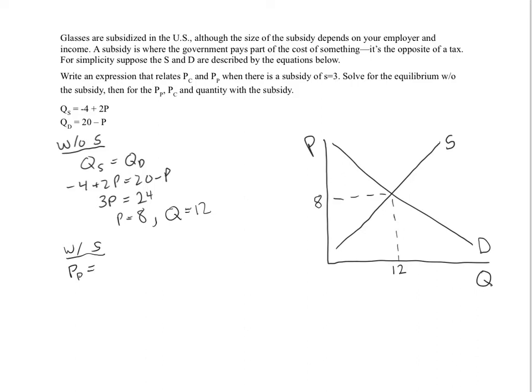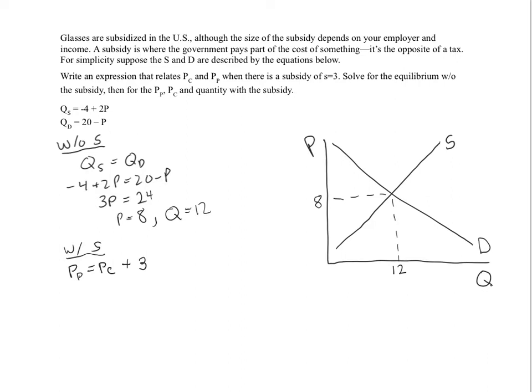Well, they'll get paid some amount by the consumer, that's PC, and then on top of that, the government will pay them some money, S dollars. So they'll get PC, oh, no, it erased, sorry. They'll get PC plus the $3. And we'll use this equation to substitute when we set up our QS equals QD.